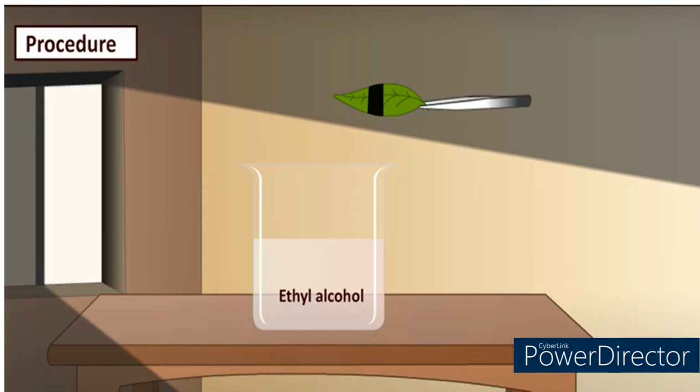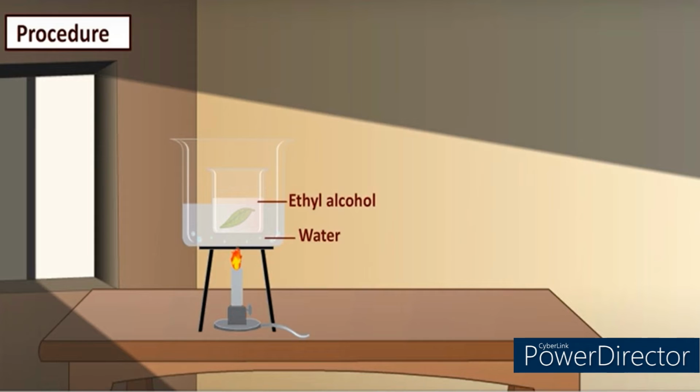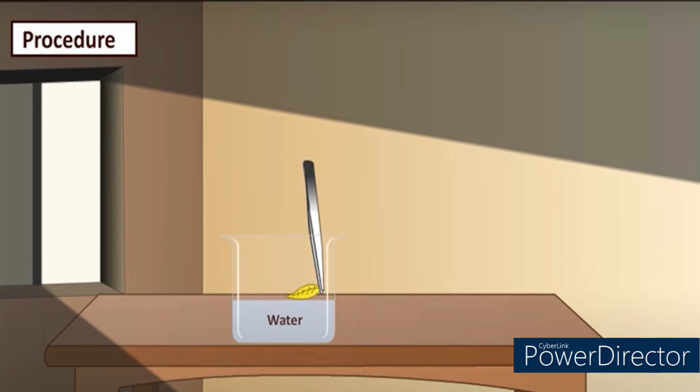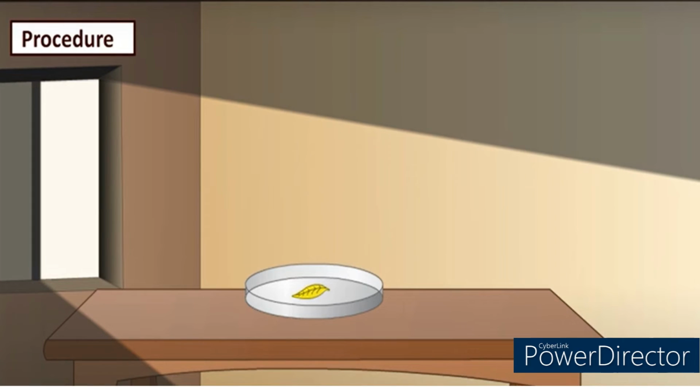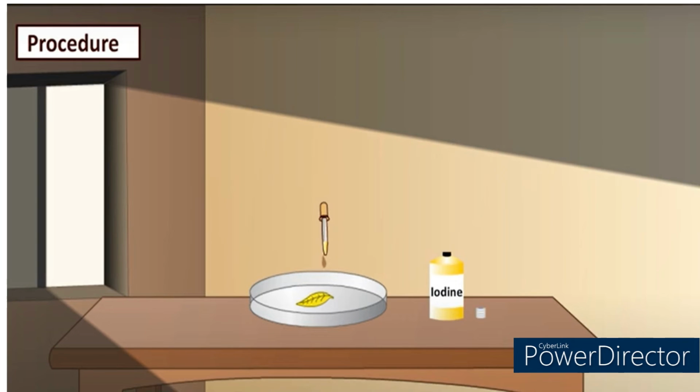Put the leaf in a beaker containing ethyl alcohol. Now, place the beaker in boiling water and boil it. Take out the leaf and wash it with water. Now, place this leaf in the petri dish. Put a few drops of iodine solution on it and observe the change in color.